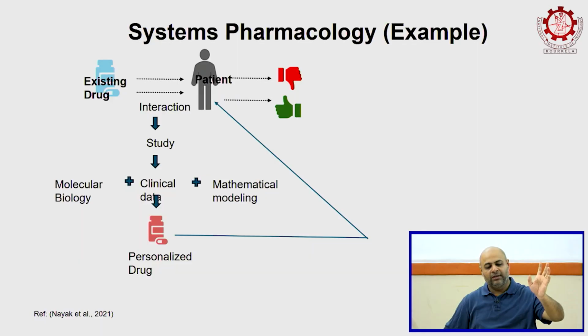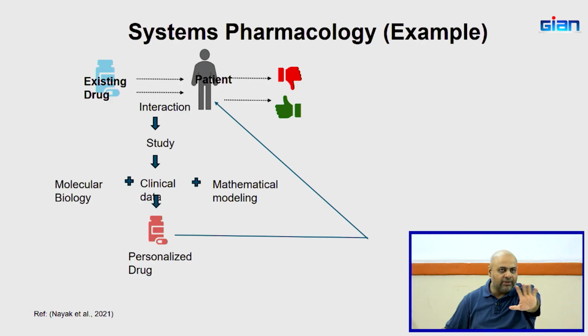So, this would be an example. You have an existing drug. Let us say there is a patient, and that patient requires that drug to get rid of a specific disease. So, you give that drug to the patient, and then you get a thumbs up or thumbs down, whether it worked or it did not work, right. So, that is a straightforward way of doing it.